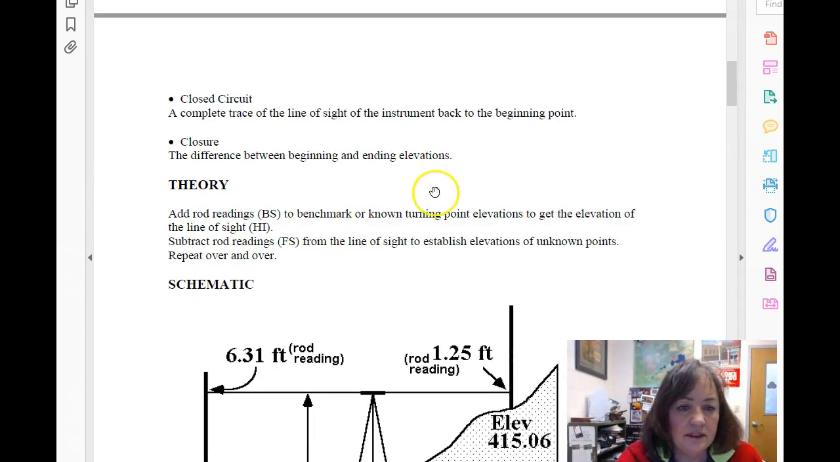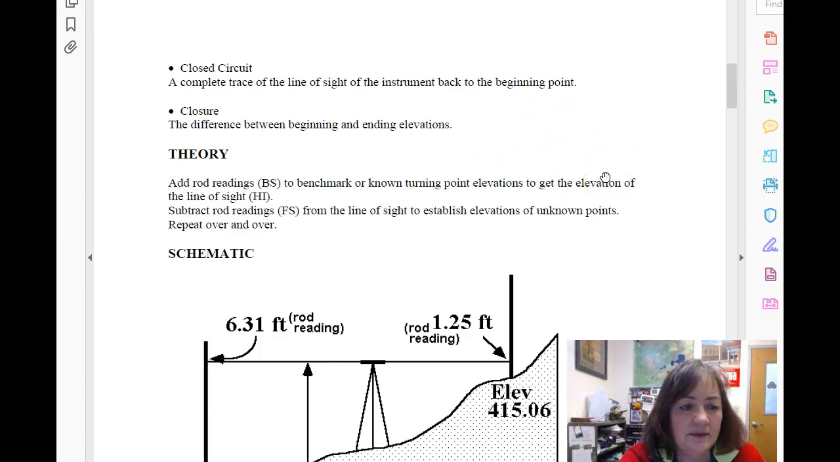Okay, closed circuit, it's also called a loop or a closed traverse. That just means that we're going to go from benchmark 1 to benchmark 2, and then to check our work thoroughly, we're going to come back to benchmark 1. And if we have the same elevation of benchmark 1 as we did initially, we're pretty confident that our work is correct, because otherwise it would involve some strange random error where one side of the loop had the same error in negative as the other side of the loop. So unless you're cheating, that's not going to happen. And the closure, of course, is the difference between the beginning and the end.